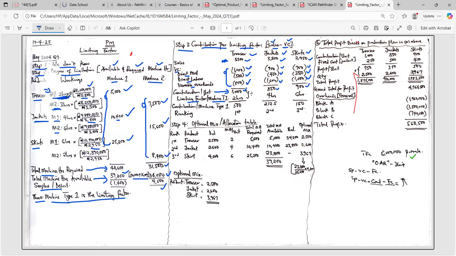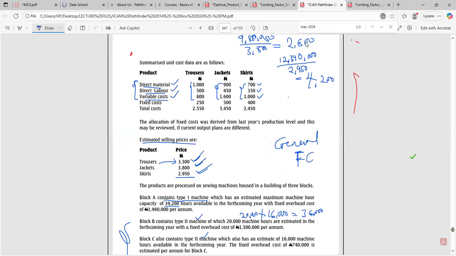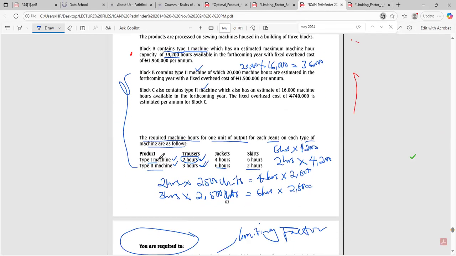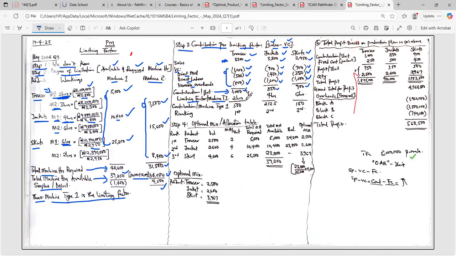The first one is 2 hours. Come to jacket, machine type 1, 4 hours. Come to skirt, machine type 1, 6 hours. So 2 hours per unit, 4 hours per unit, and 6 hours per unit. They were all in the question. Let's go and check it out. Machine type 1, 2 hours, 4 hours, 6 hours. No figure is coming from heaven. We are solving all of them here. They were all given to us, and we are computing for them. So let's go. 2 hours, 4 hours, and 6 hours.